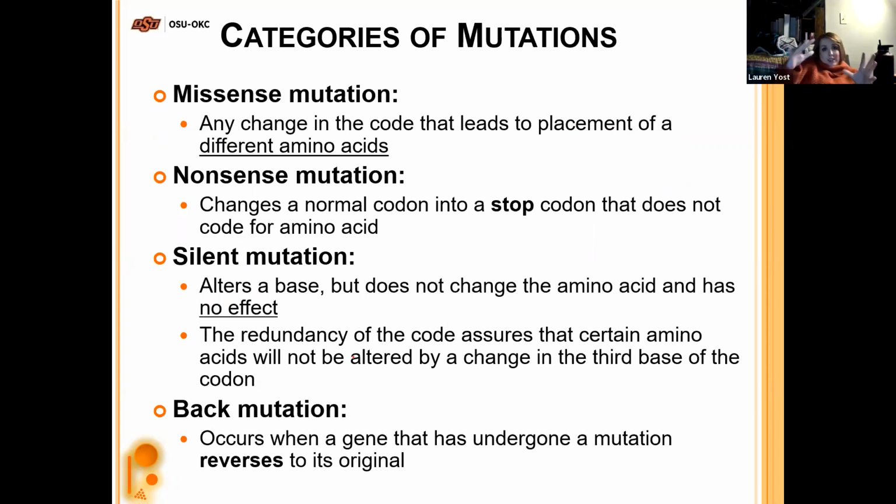So what are some kinds of mutations that can occur? What would we see as the actual cause of the changes? If we have what is called a missense mutation, missense is changing. We have changed the genetic code. So now we have a different amino acid.